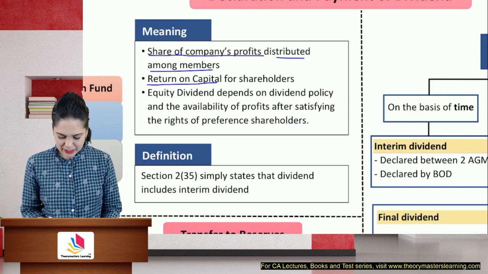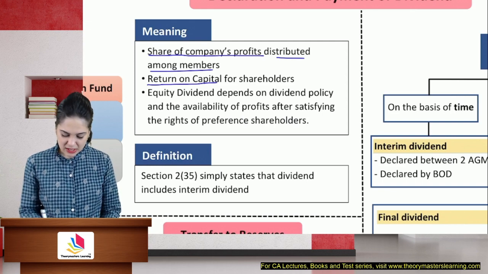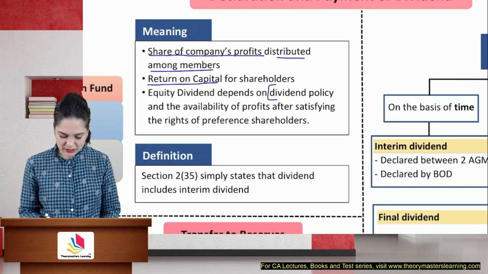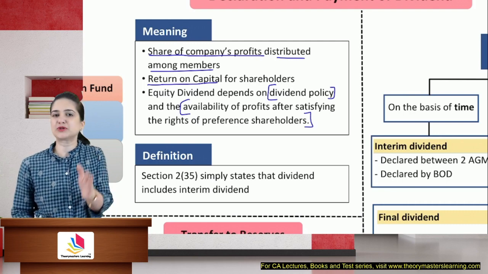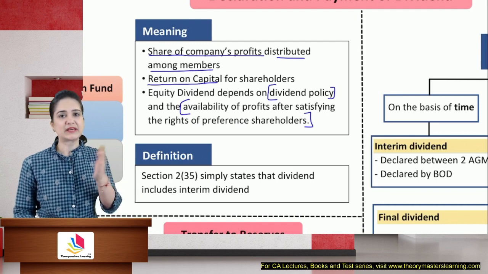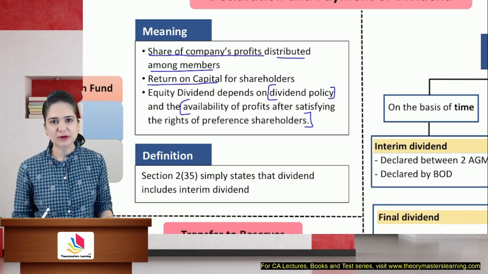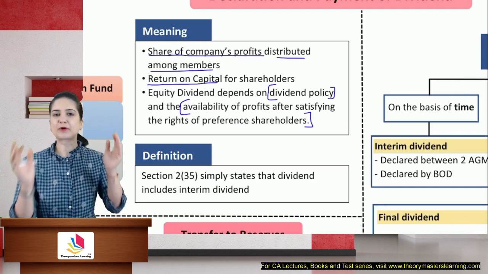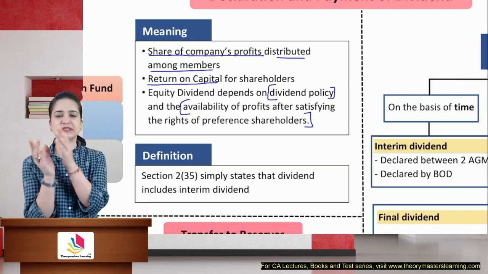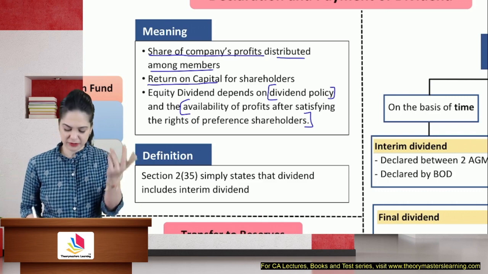Equity dividend, you should remember this, depends on the dividend policy of the company and the availability of profits after satisfying the rights of the preference shareholders. See, preference shareholders have a right of preference. They will get dividend, they will get repayment of capital even before it is paid to the equity shareholders. So out of the profits, we will first pay the preference shareholders, and then whatever is left will be given to the equity shareholders.